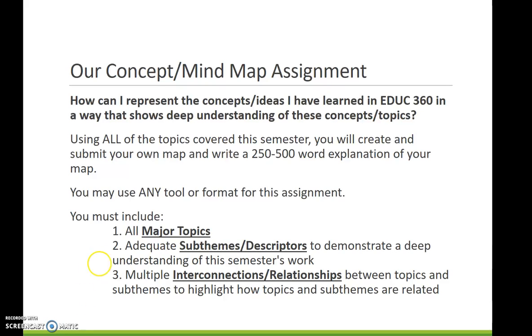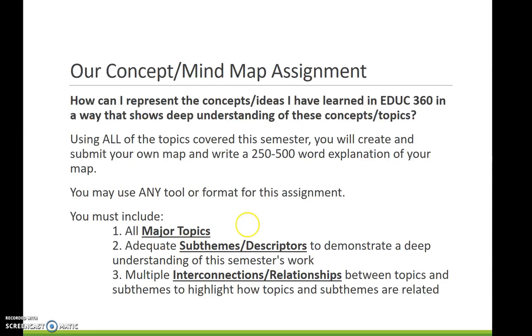Now, as we look at the next thing that's required, that would be what we just talked about, including all the major topics. You also need to make sure that you have adequate sub-themes or descriptors that show me that you understand the things that we have covered this semester. For example, if you had written standards in a particular place on your map and you wanted to describe that and show me that you understood it, you might write the different types of standards: Common Core, Kansas State Standards, NGSS. Those might be the things that you use to describe standards. So you have to include more than just those major ideas. You need to include descriptors that show me that you really understand each of those concepts.